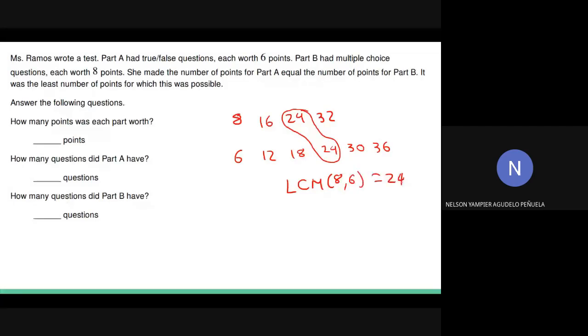Thank you, Catalina. Miss Ramos, o sea, Juanita, wrote a test. So part A had true false questions and each was worth 6 points. So each question was worth 6 points. So here's one question of 6 points. Two questions, 12 points. Three questions, 18 points, and so on. And part B had multiple choice questions, each worth 8 points. So one question of multiple choice, two questions, three questions. She made the points of part A equal to the number of points of part B. Yes?